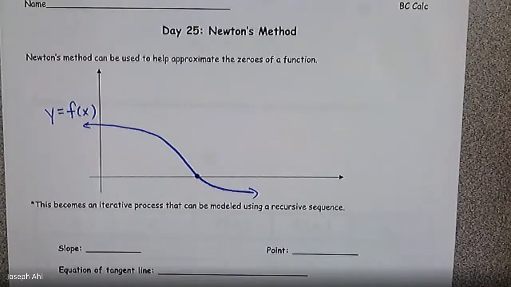Hey, basic calc students, this is going to be our day 25 notes on something called Newton's method. And Newton's method is really cool. It's actually a way that we can approximate zeros of a function. It's a way for us to approximate roots.